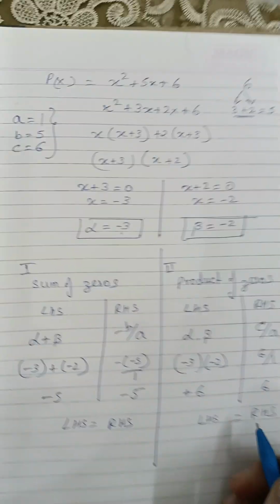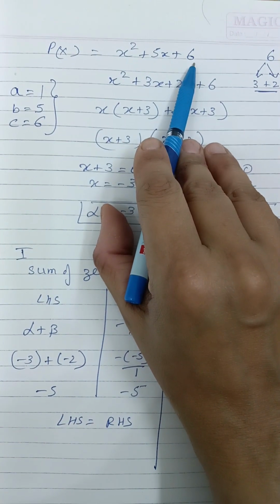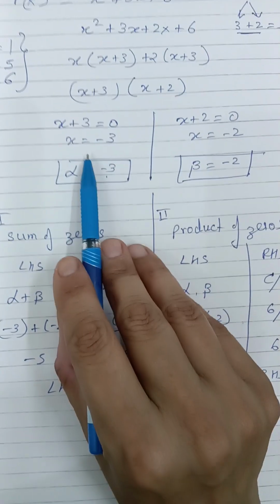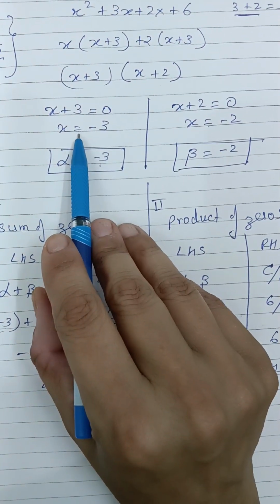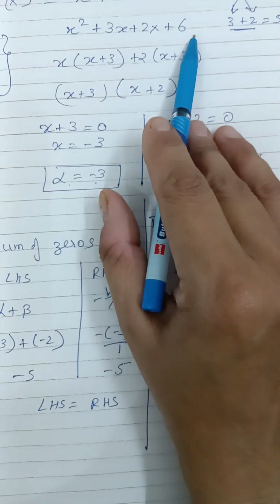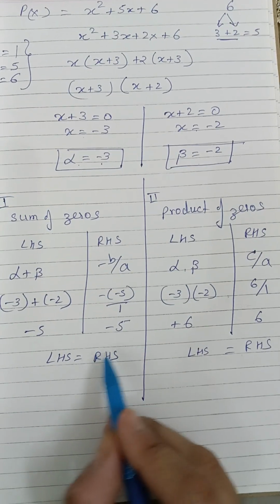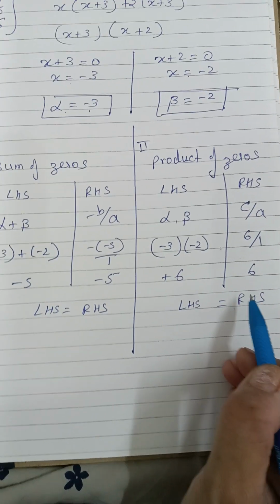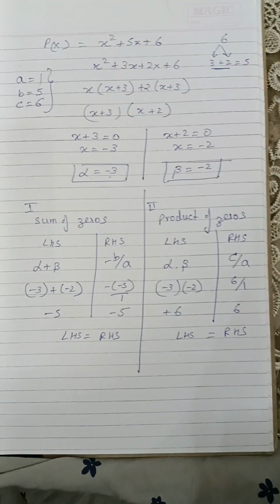Now a recap of the entire question, what I did. First of all I had the polynomial. I split the polynomial into two factors. I equated each factor individually with 0 to get the possible values of x. The values I get for x are alpha and beta, which are the zeros of this polynomial. Now the sum of zeros and the product of zeros. So finally we established the relation between the coefficients and the zeros of the polynomial.